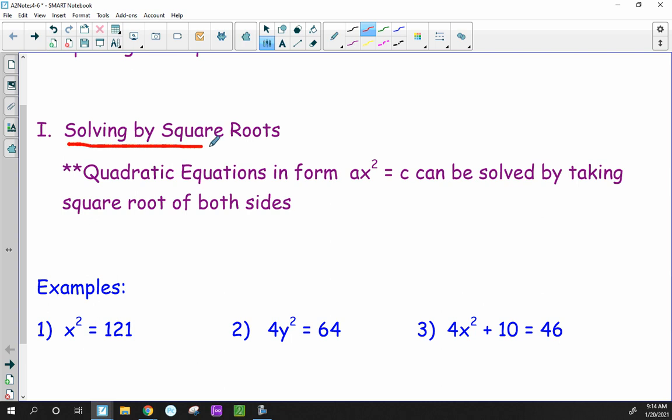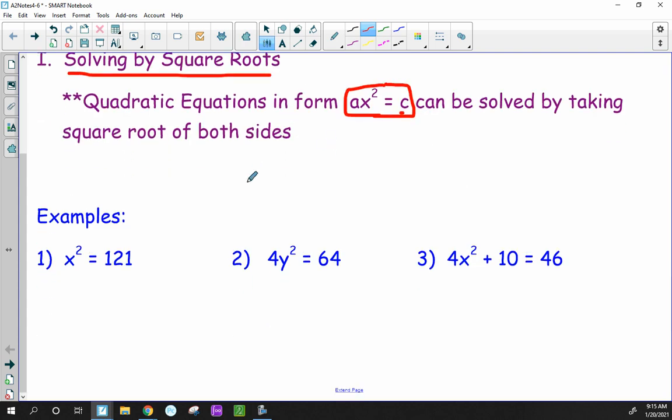So we're going to start with solving by square roots. Quadratic equations in the form ax squared equals c can be solved by taking the square root of both sides. Please notice that this form is missing the linear term. It's missing the bx. So if you have an x squared term, and you have to if it's a quadratic equation, and you may have a coefficient in front of it, of course, but if you see a number, like a constant without a variable, and that's the only two terms in the equation, then this method is a good one to use. It's a very easy method.